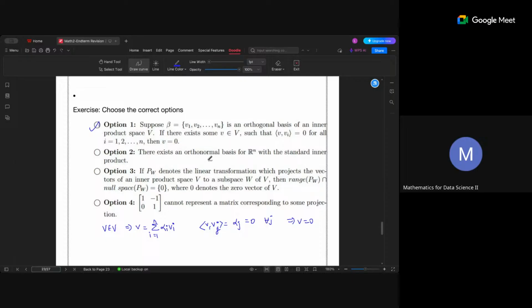There exists an orthonormal basis for Rn with the standard inner product. So for Rn, you know what the orthonormal basis is? This standard inner product is there. Standard basis is there, right?